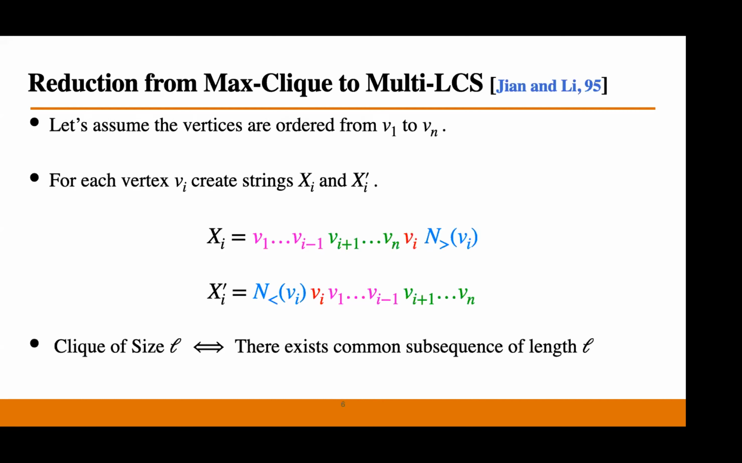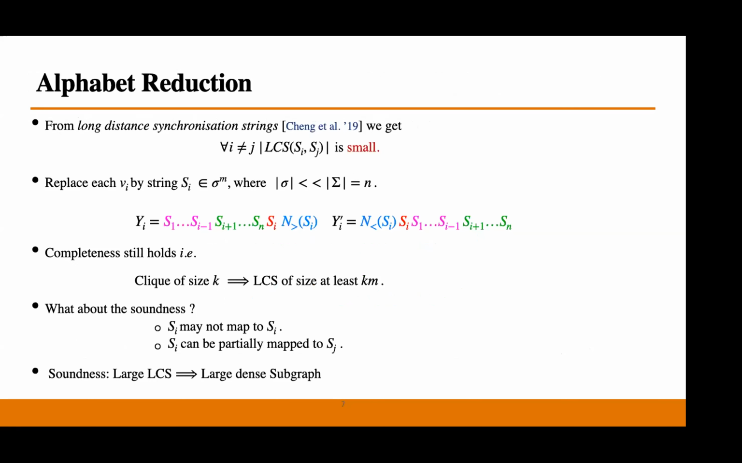We work on this reduction and apply alphabet reduction. In alphabet reduction, our aim is to first construct strings S1 to Sn such that the LCS between any two different strings is very small. A deterministic way to get these strings is by long distance synchronization strings, and we get the required strings. Then we replace each vertex Vi by the string Si. Note that the string Si is from a smaller alphabet, and we create strings Yi and Yi prime. It's the same string, just Vi's are replaced by Si.